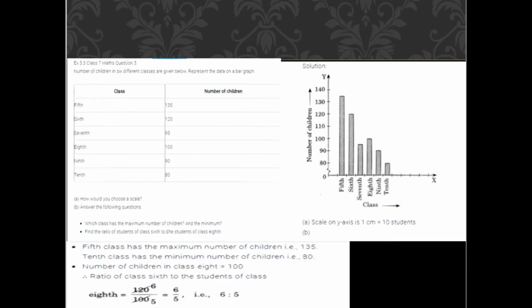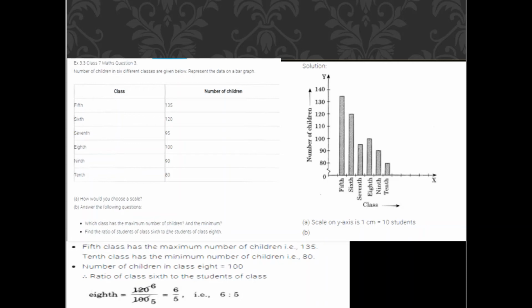We have been given the data, the classes and the number of children. In that, how would you choose a scale? And we answer the following question: which class has the maximum number of children and the minimum? See, the scale on the y-axis is 1 centimeter equal to 10 students, and what is the ratio of the students of class 6 to the students of class 8? Fifth class has the maximum number of children, that is 135, and 10th class has the minimum number of children, 80.